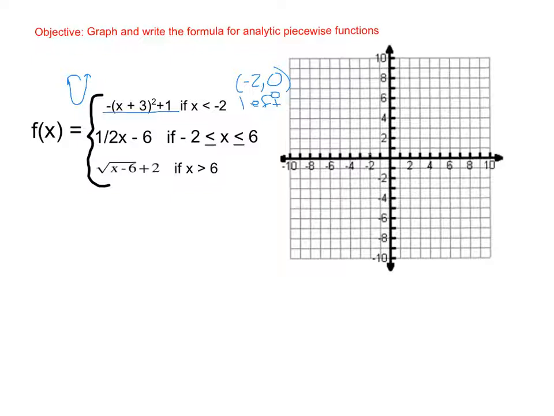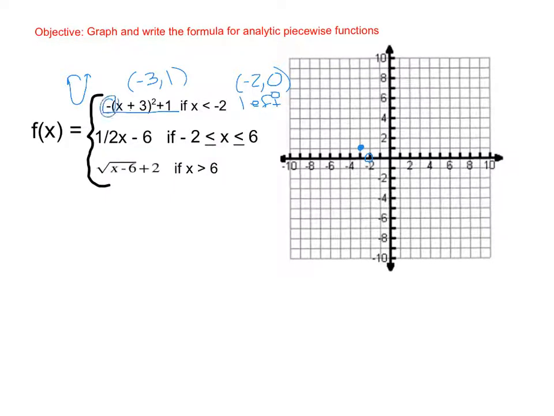So -2, 0. Now, let's think about this. What is the vertex of this graph? If it's a parabola, the vertex is -3. Change the sign of the inside. 1. Now, is that in the region? It is. So that's nice. The vertex is right here. It's in the region. And what else do we notice about this parabola?